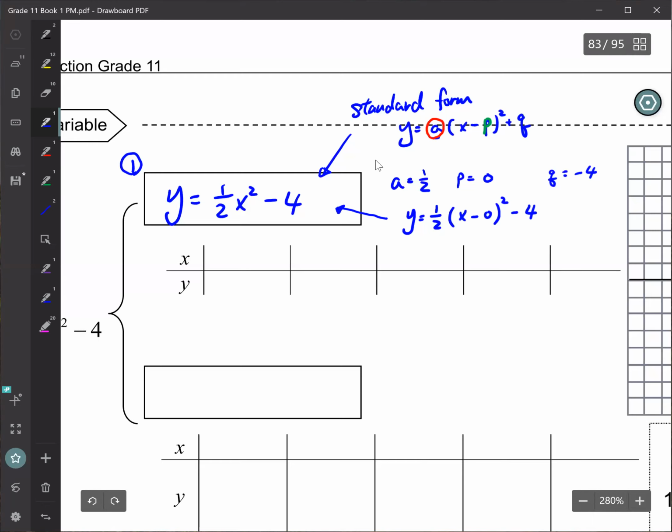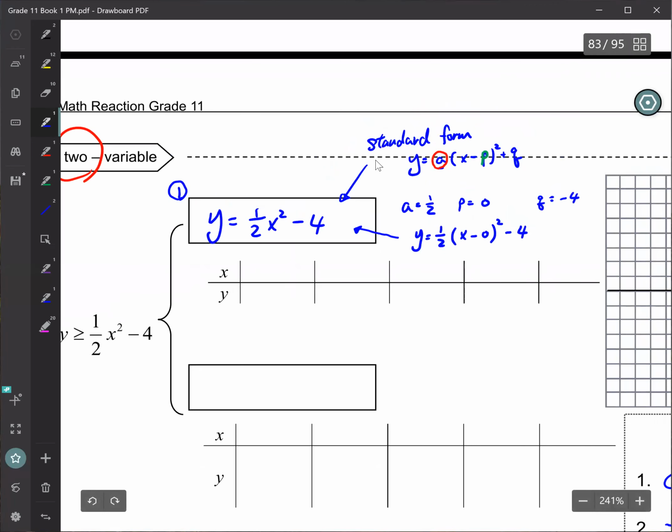So our vertex should be what? Selena, what's our vertex then? 0, -4. Yeah, P, Q. So that point we'll put in the center, and then we just graph points on the left side. So 1 and 2 on the left side, -1, -2. So you guys can plug it in.